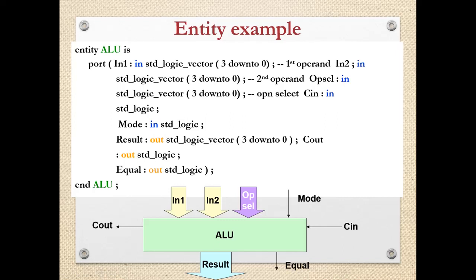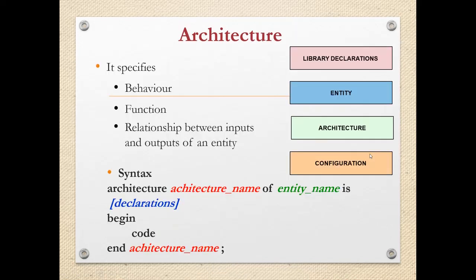Then we have result, which is a vectored output, which is 4-bit. So out std logic vector 3 down to 0. We have cout, which is again out, but it is single bit, so it is only out std logic. And then equal is also a single bit output, so it is declared as out std logic. So likewise we can declare the entity in which all the input and output ports are specified.